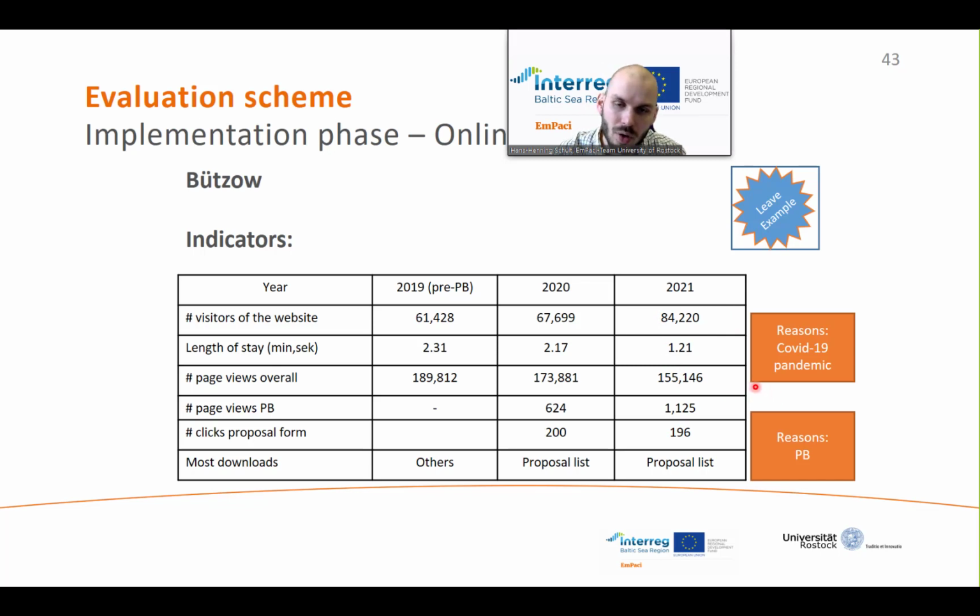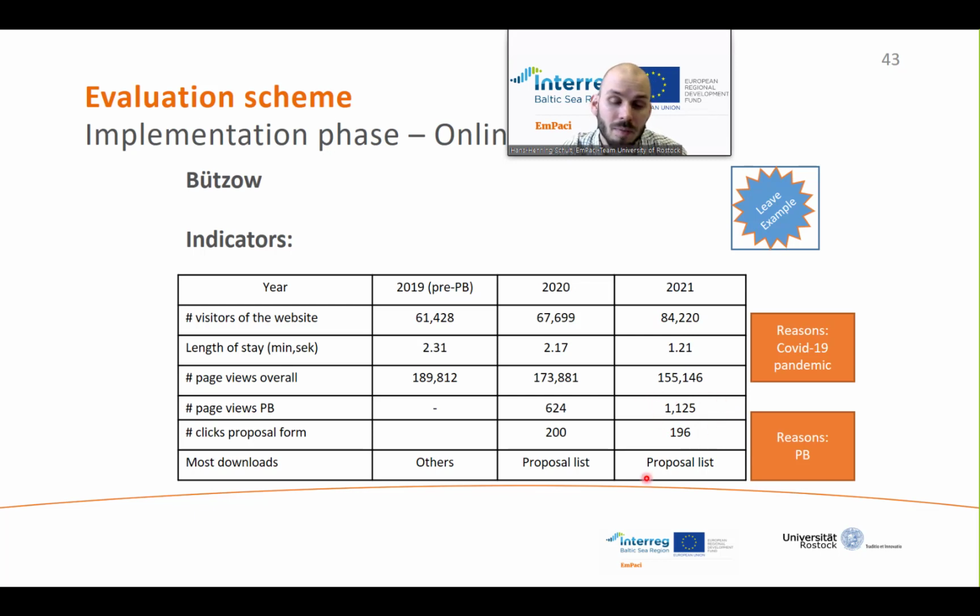And when we just look at the page views of the PB process, which are on a special part of the website, then we see that there's a big increase from the first to the second run. So there were over 1,000 page views of the PB process related sites. So the proposal page, or the voting page, or the information about the implemented proposals. And we keep in mind that Bützow only has 5,500 inhabitants. So this is a respectable number that citizens look up the PB process online.